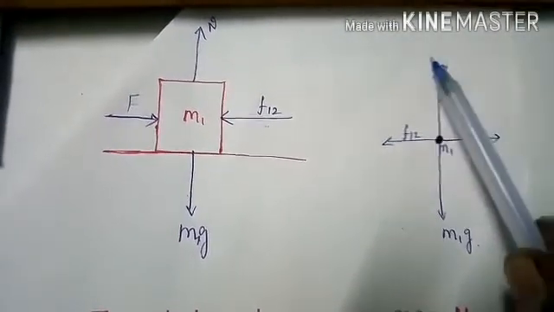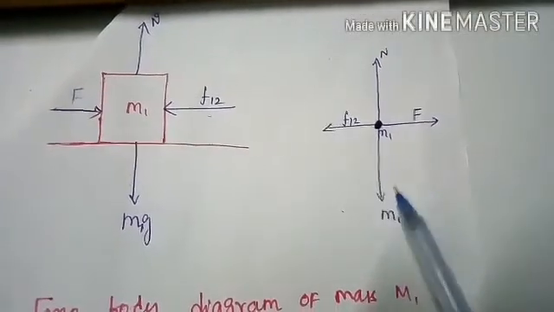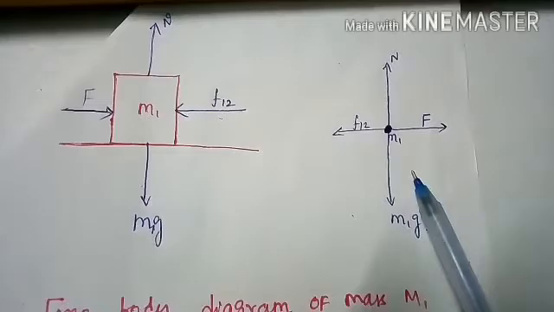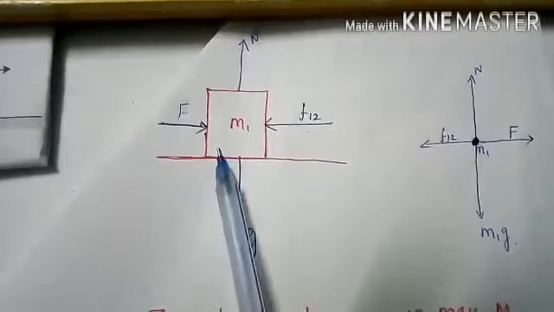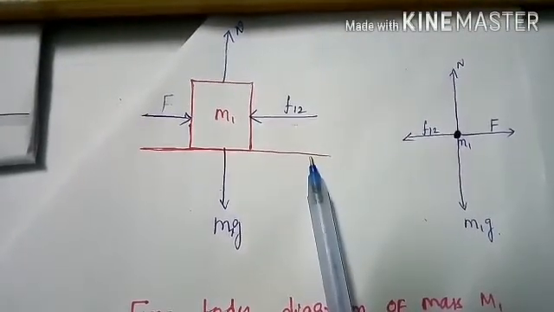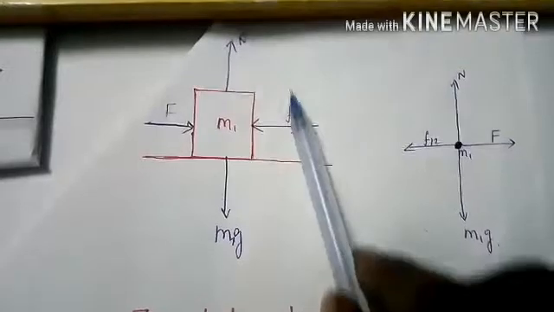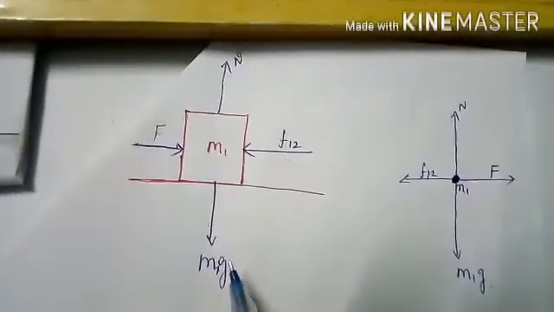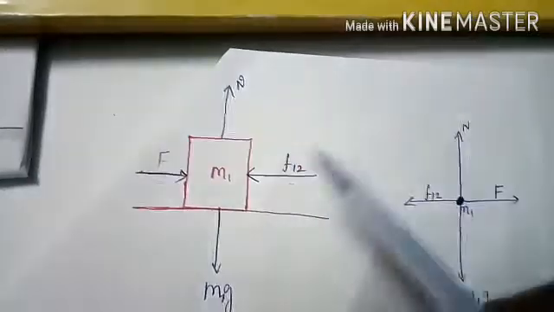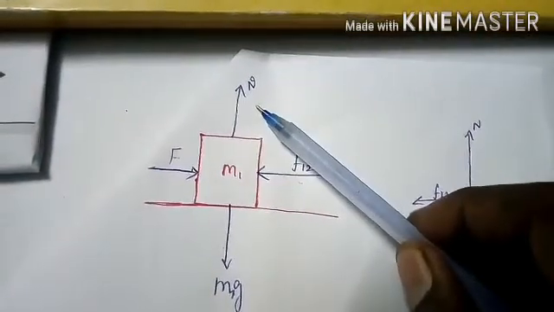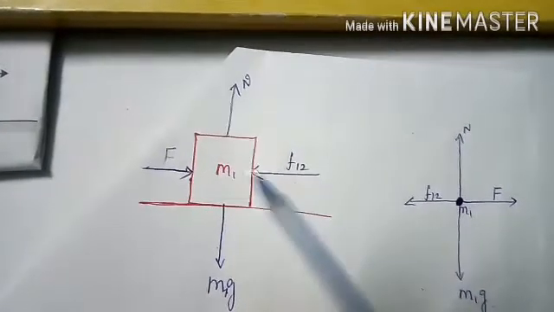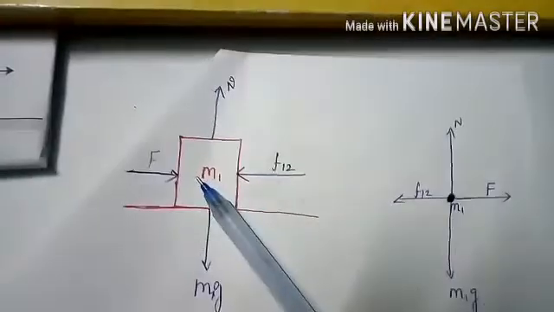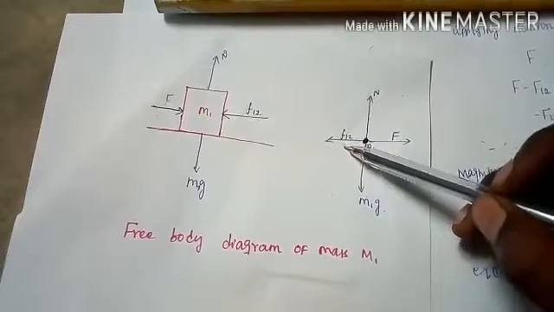The third step is to draw the vectors. These vectors represent the forces acting on the object. Here the object moves only in the horizontal direction. The object cannot move in the vertical direction. That means the gravitational force and the normal force cancel each other. So only two forces act on the mass m1, that is F and F12. Now you calculate the F12 force.